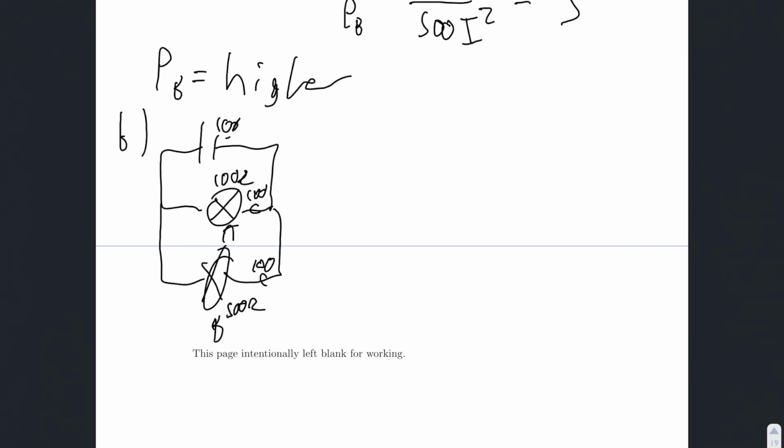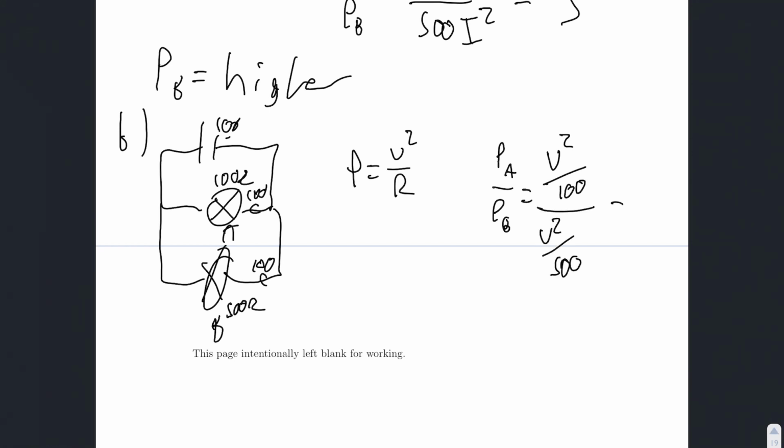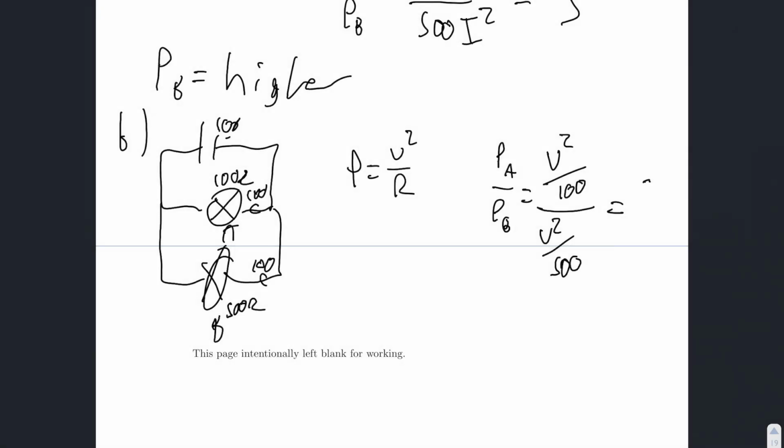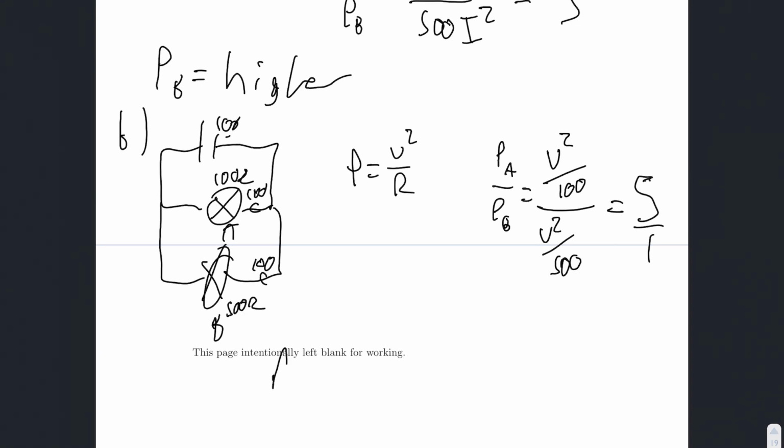So we can now work out the power of both. We know that P equals V squared over R, and the V's are going to be the same. So if we do PA over PB, this equals V squared over 100 over V squared over 500, which equals 500 over 100, which is just 5. So PA over PB is 5 over 1, as you can see here. So we know that A is brighter.